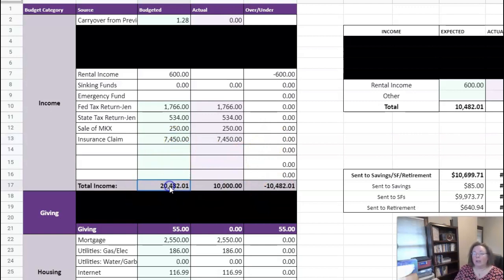That brings our total income to $20,482, which is highly unusual. We don't normally have all of this money coming in. But we have some things that are happening in May, so I needed to reflect it. I've been sitting on it after it came in. I don't have it in a sinking fund.